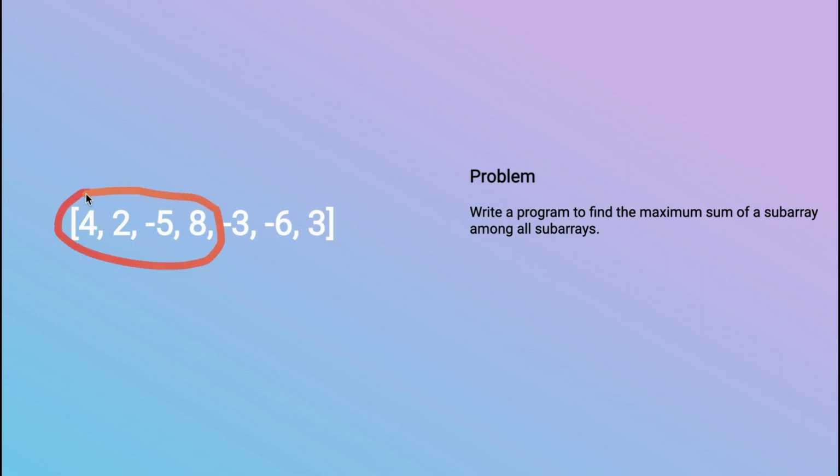It might be this subarray, it has a sum of 9. Or it might be this, it has a sum of 3. Or it might be this. I think you understand what we need to do. So, pause the video and think for a few minutes about how you would solve this problem.